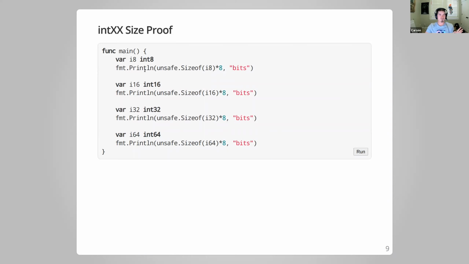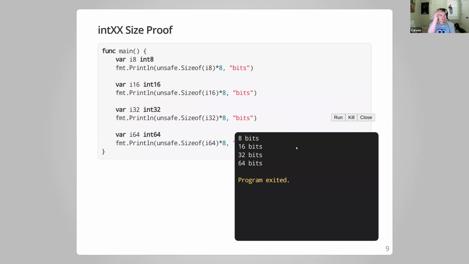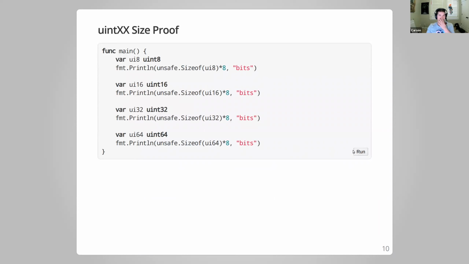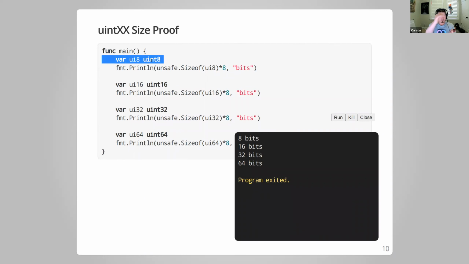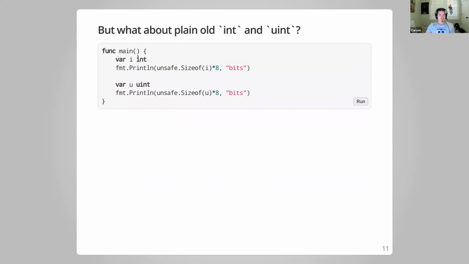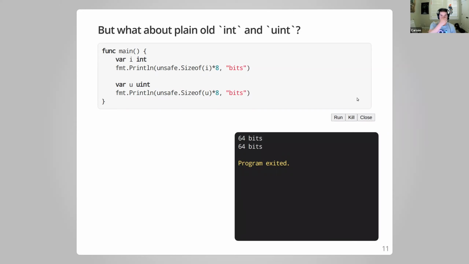Before we get there, let's prove that all these sized variants are the sizes that we expect. So I'm just making empty variables of different types and printing their sizes. And to nobody's surprise, all the sized variants of ints are exactly as big as they say they're going to be. Same thing with the uints. If I do the same thing, print a bunch of variables for uints, they're all as big as they say. So let's take this same paradigm for int and uint that are unsized, and let's print out their bit size. Running this code on my machine says that int and uint are 64 bits.